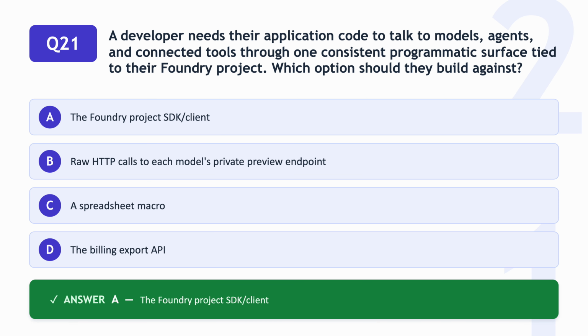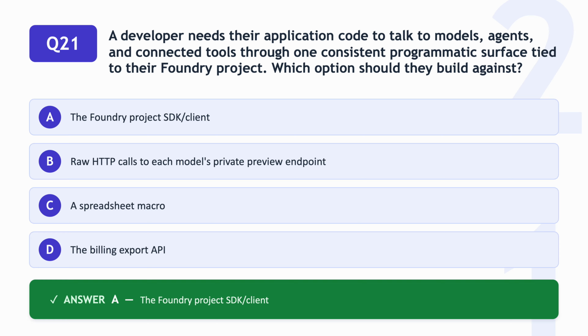Correct answer, A. The Foundry project SDK client. Why A is correct. The question asks for a single consistent programmatic surface that can access models, agents, connected tools, and resources associated with the Foundry project.